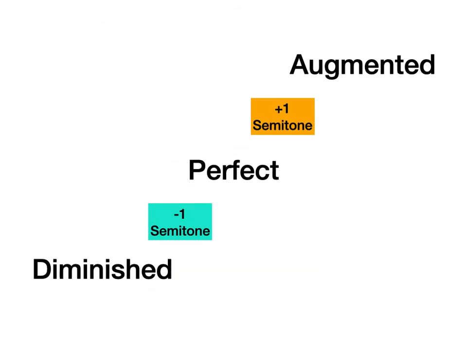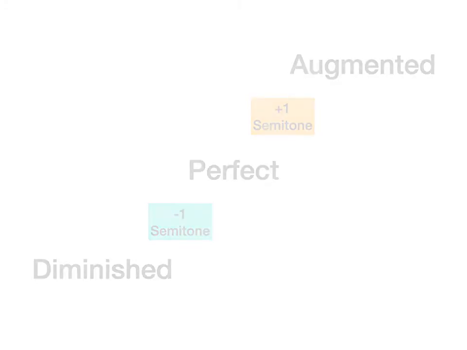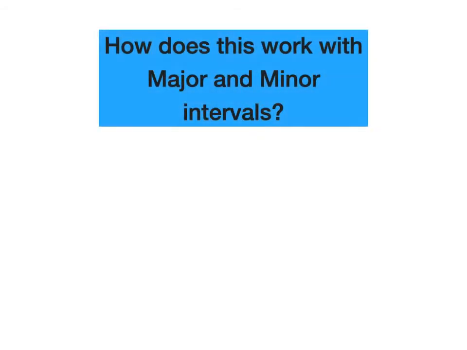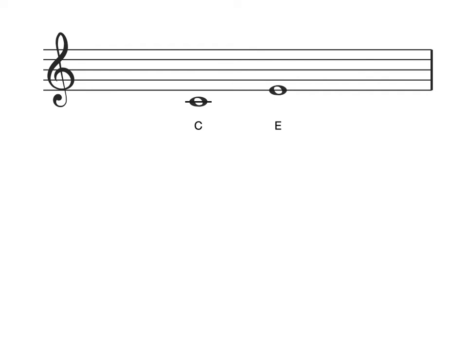Take a look at the diagram here. In the middle, you can see perfect. If we raise this by one semitone, we get to the augmented interval, and if we lower it by one semitone, we get to the diminished interval. But how does this apply to our major and minor intervals? What interval do we have here?